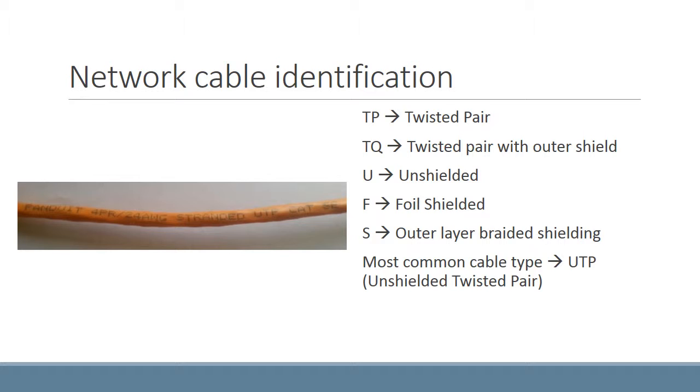Every network cable has an identifier printed on its outer jacket. The image on the left illustrates that this is a stranded cable and is identified as UTP. As you can see in the content on the right, U stands for unshielded and TP stands for twisted pair. Therefore, this cable is a stranded, unshielded, twisted pair.